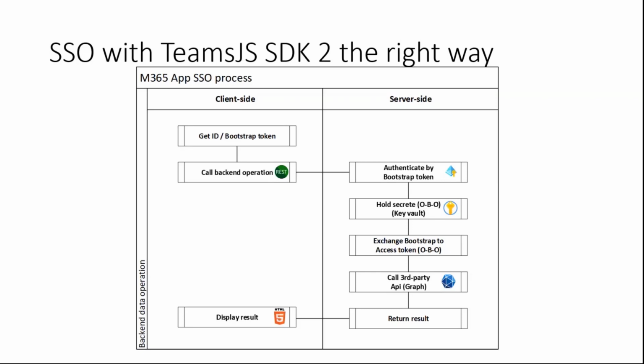And the backend operation does all the additional things for me. I have to exchange the token to an access token. Therefore, I might need a secret for my app registration, all the things only available on the backend side. I do not return the token to the client side. I directly call my third-party API, in this case, my Graph things. And what only reaches the client once again is my result, nothing else.